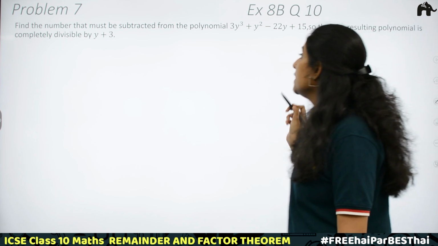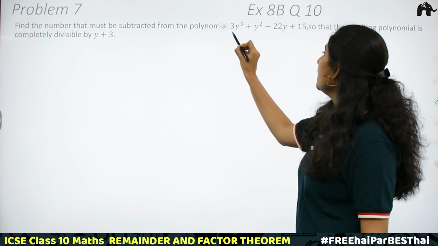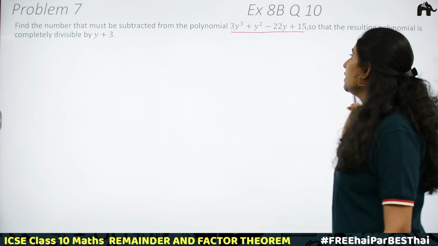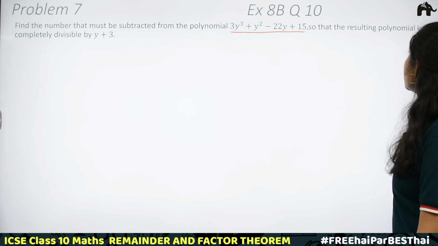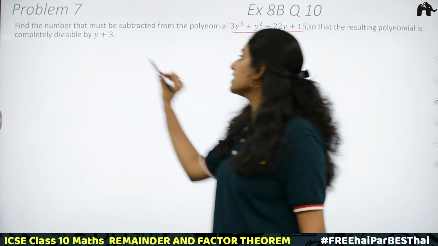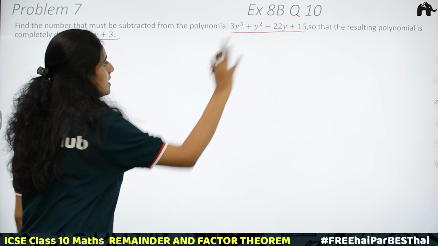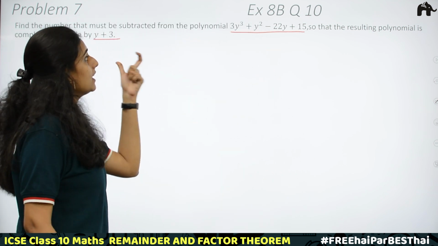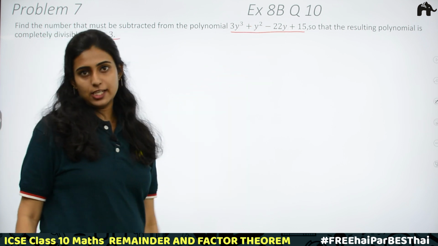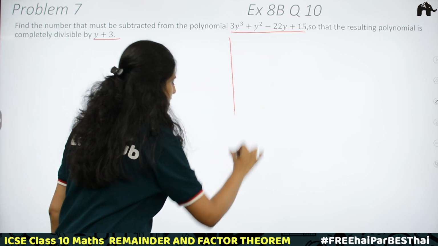Find the number that must be subtracted from the polynomial 3y cube plus y square minus 22y plus 15 so that the resulting polynomial is completely divisible by y plus 3. Here, to find the resulting polynomial, we have to subtract a number from this expression. Let us take the number as x.